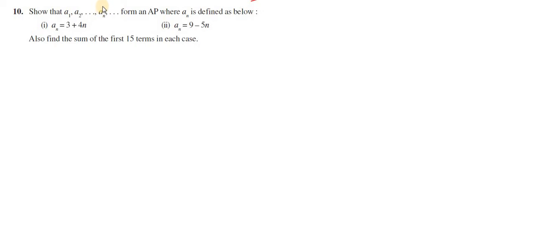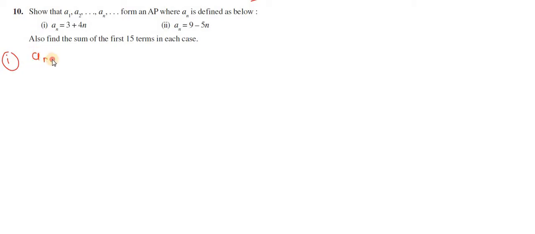Okay, now here they give a1, a2, up to an, show that it forms an AP, where an is defined as below. So here an they give. Also we need to find the sum of first 15 terms in each case, that is S15. They have not given a1, a2, a3, but we need to find a1, a2, a3. How to find? It's very simple. Here we have two problems. I'll take the first one.